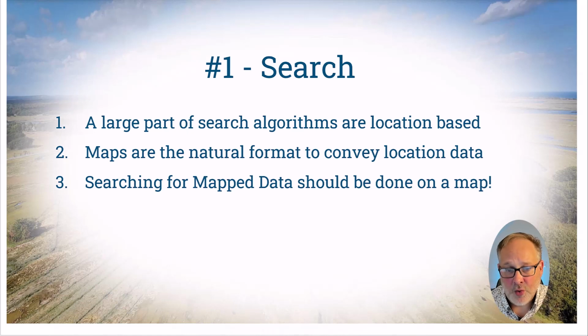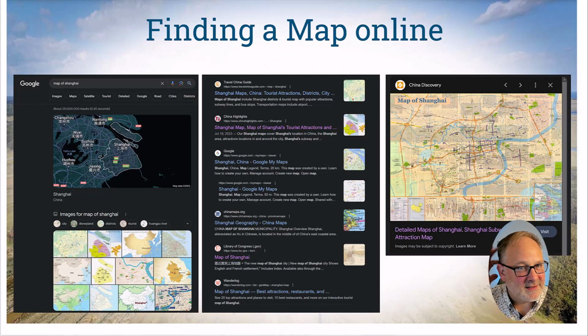Maps, as we know, are the natural form to convey location data. They've been doing it forever. That's the purpose of a map. So it only stands to reason, and this is kind of subtle, and I didn't quite catch on to this, even though I've been working with digital maps for 30 years, that searching for map data should be done on a map. It makes perfect sense. I don't know, you just have to kind of do it.